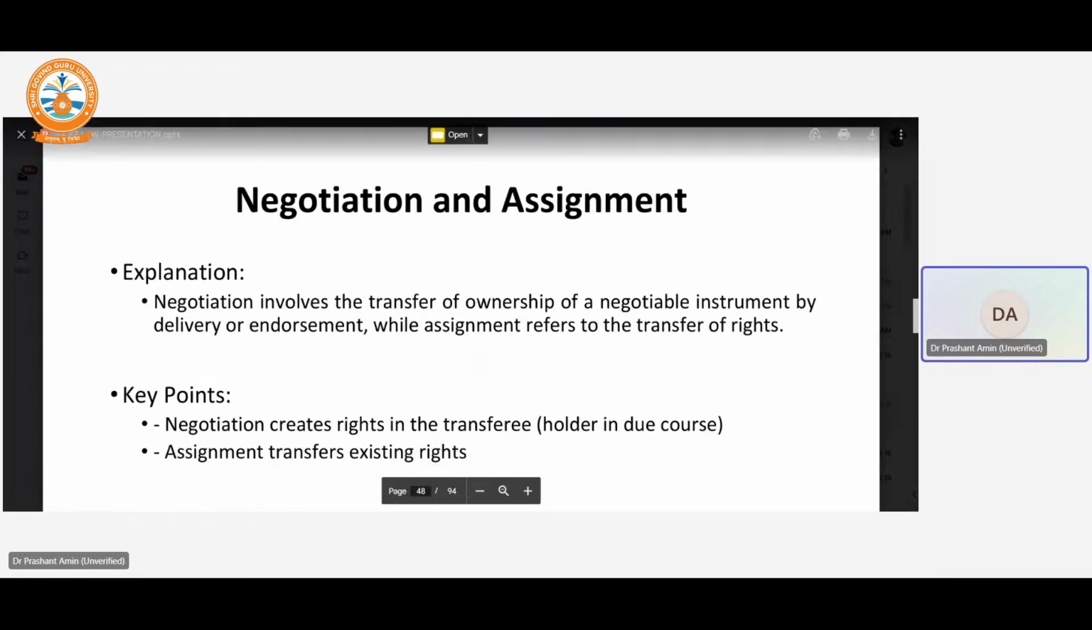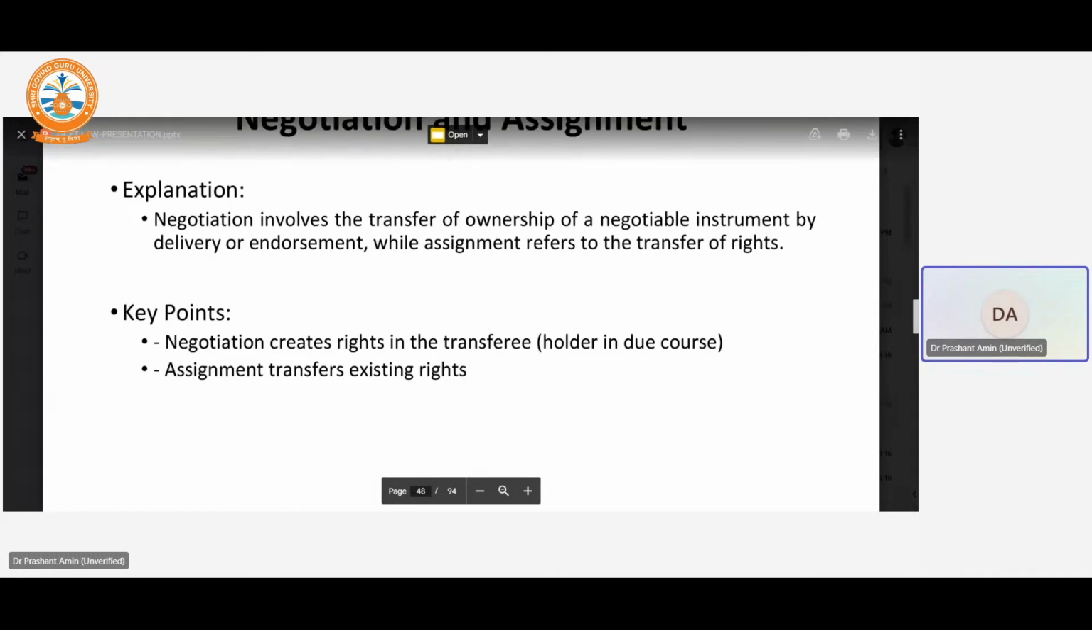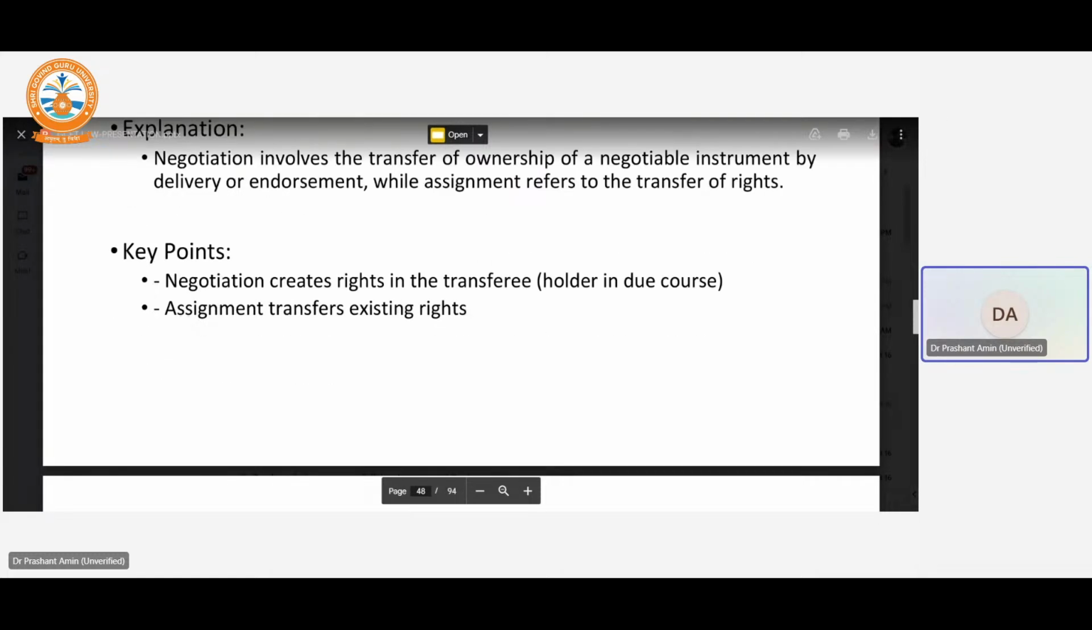Now let us understand what is negotiation and assignment under the Negotiable Instruments Act. Negotiation involves the transfer of ownership of the negotiable instrument by delivery or endorsement, while assignment refers only to transfer of the right.